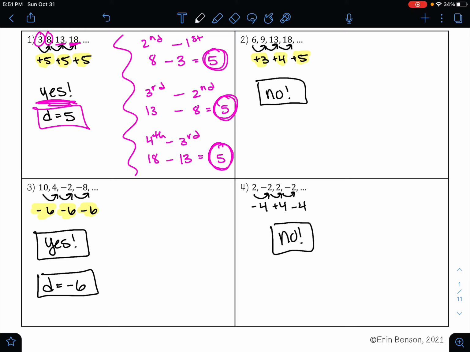If you're like, Miss Benson, I notice another pattern here. The other pattern is multiplying by negative 1. Yes, that is another type of pattern that you could have, but because you're multiplying, it is still not arithmetic. So again, an arithmetic sequence is when you add or subtract the same number every time. These two are definitely patterns, they're just not arithmetic sequences.